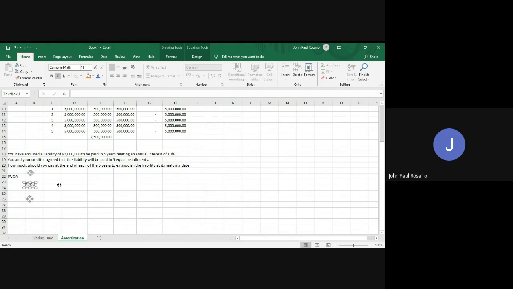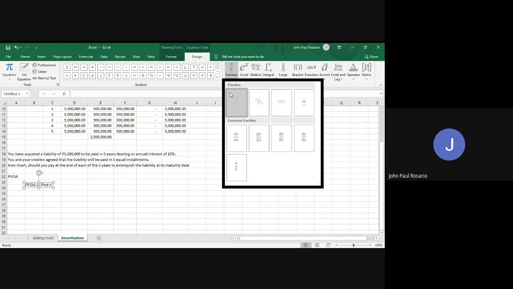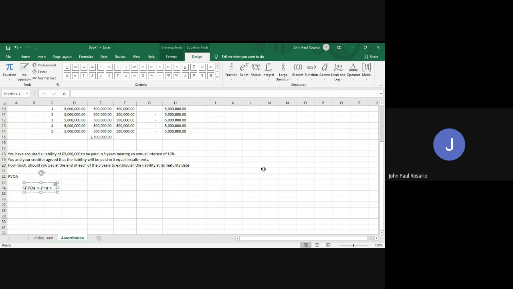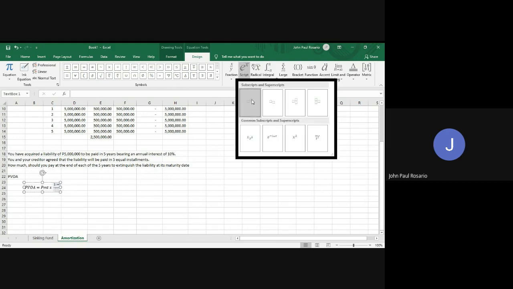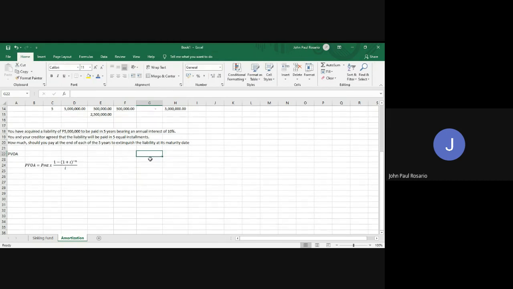PVOA is equal to payment multiplied by our formula, which is 1 less 1 plus i raised to the power of negative n, all over i. So this is our formula for PVOA.